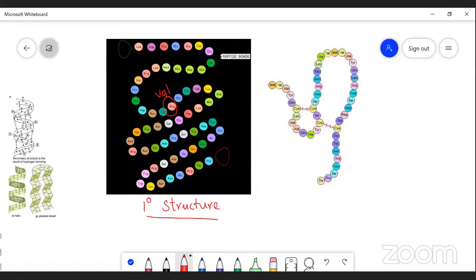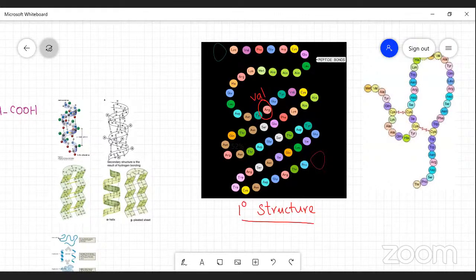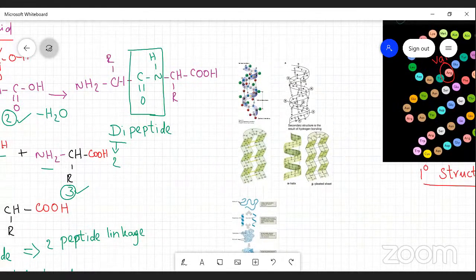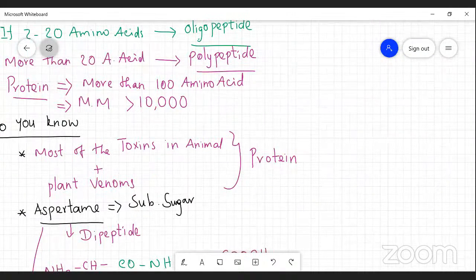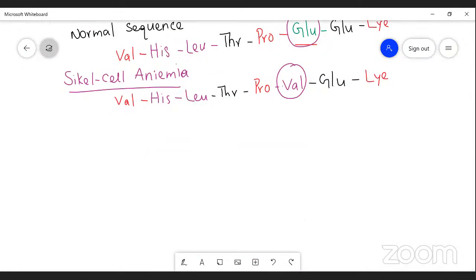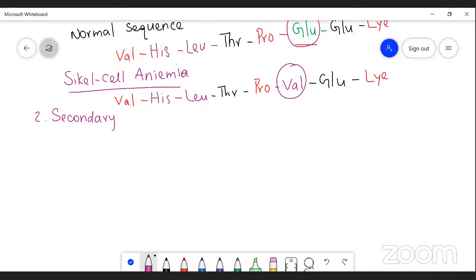So here also there is a sequence. The next one is the secondary structure. So we are looking at the secondary structures of amino acids. The second one is the secondary structure.